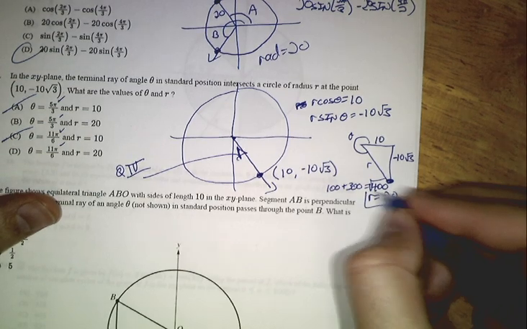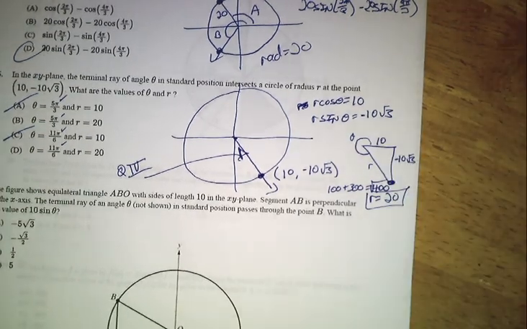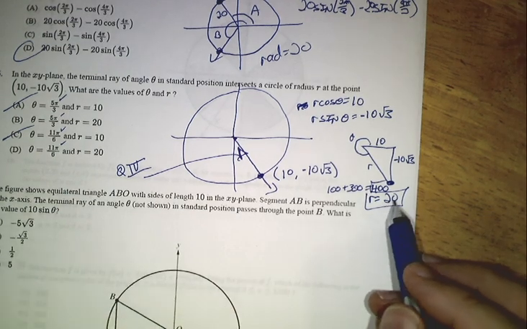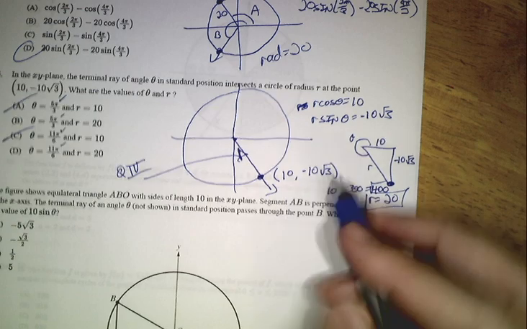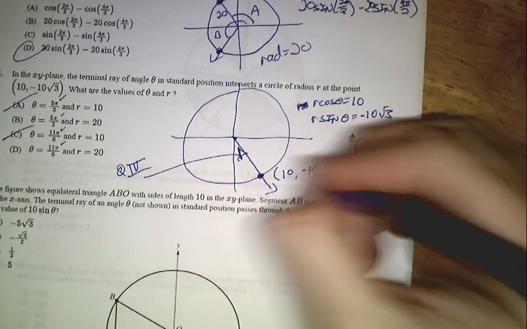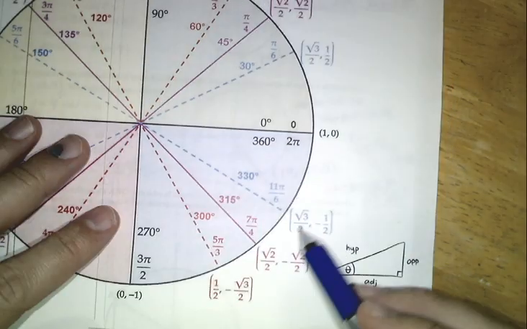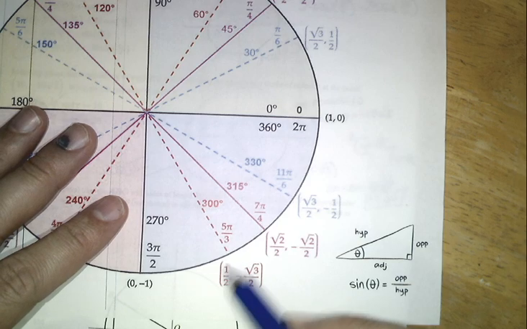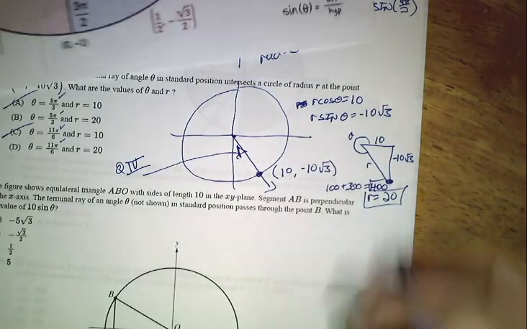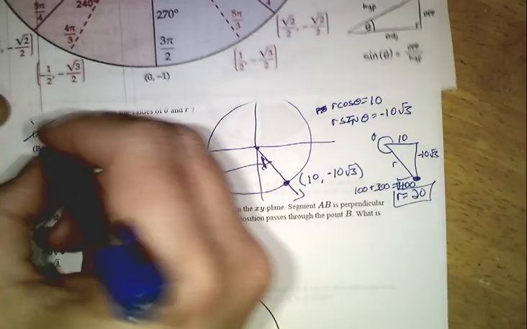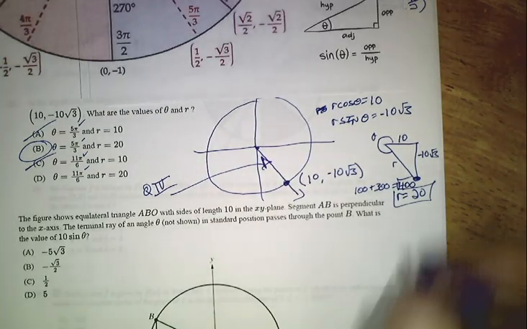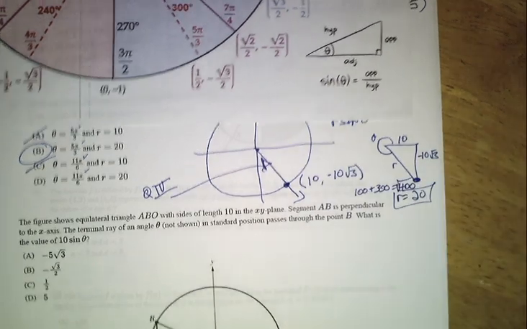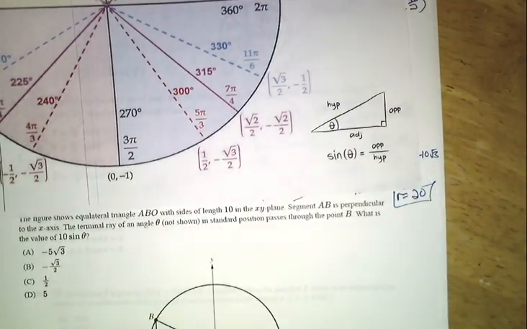Now I need to figure out theta. Well, here is a little trick. If r is equal to 20, this x value is half of 20. Where on my unit circle is the x value 1/2? Right here. So this should be 5 pi over 3. So we should get B, because 10 is half of 20, and cosine is 1/2 there.